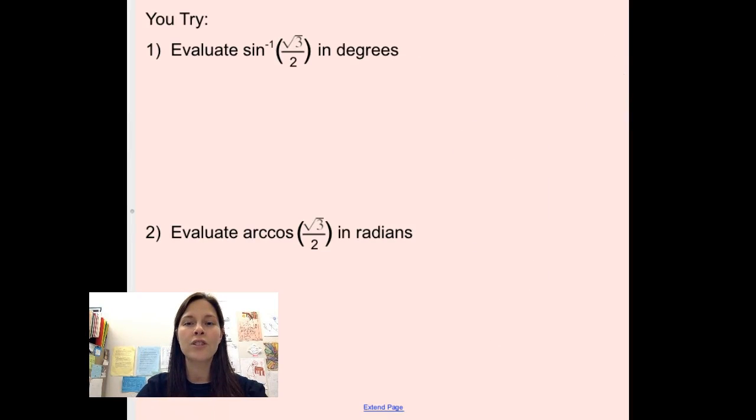Two U-try questions. Use your knowledge of the unit circle to figure out the angles of rotation that give you the ratio for each of these two questions.